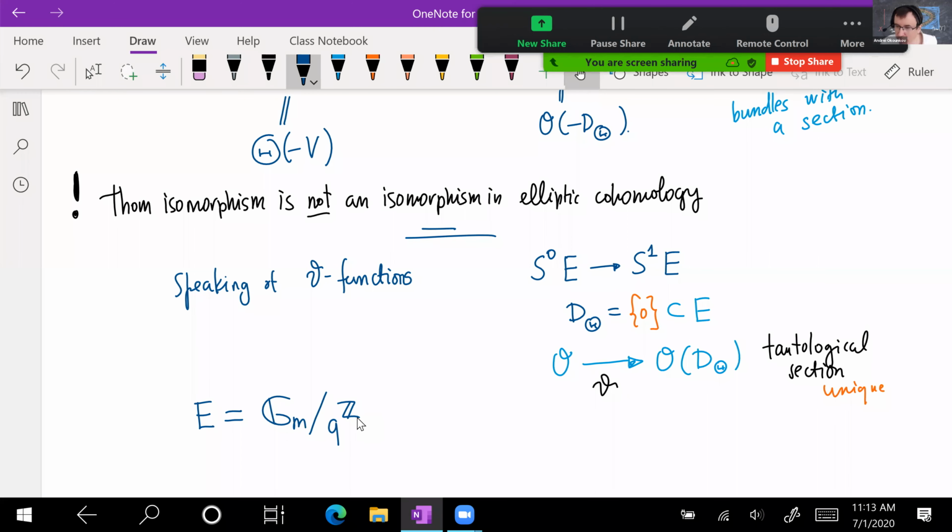I have a section of a line bundle on a quotient. It means I have a function which has some transformation law under the shift by q and vanishes at the unique point, namely at the origin of the elliptic curve. So the origin here is 1, because we take it with this multiplicative group, and here we use additive notation. This is a multiplicative group.